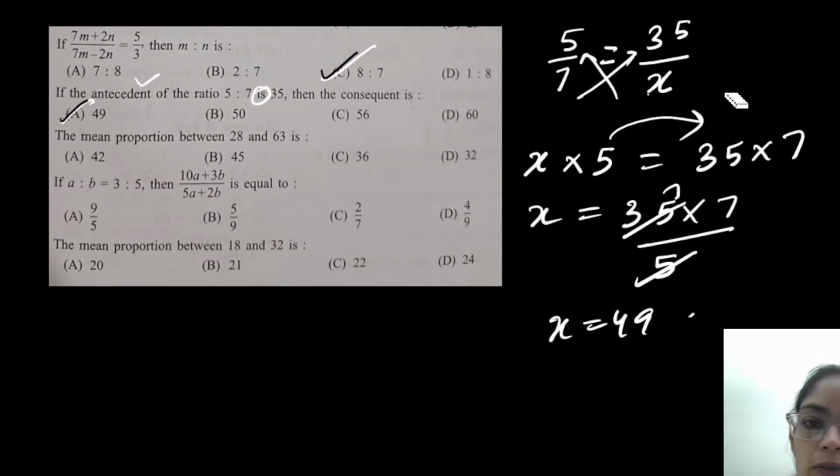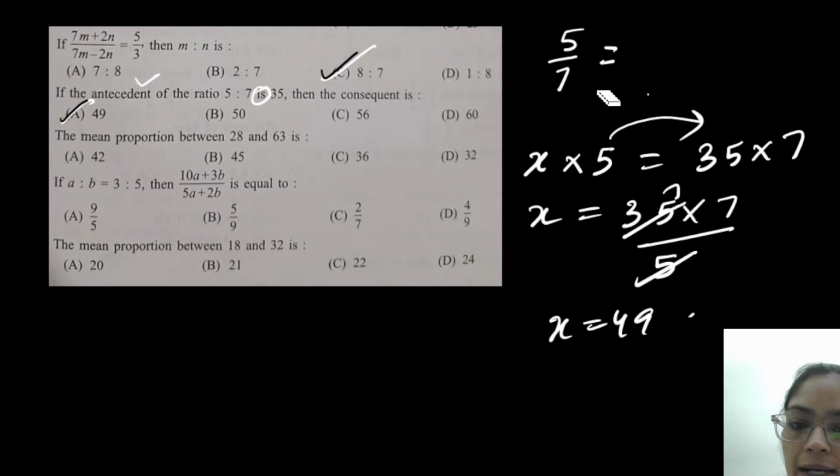See, next question you can simplify. So similar questions, I have chosen so that you people can do the questions along with me. Mean proportion between 28 and 63. We have to find the mean proportion between 28 and 63. Okay. Let's do this question. Mean proportion, if we have to find, which type of proportionality we are.